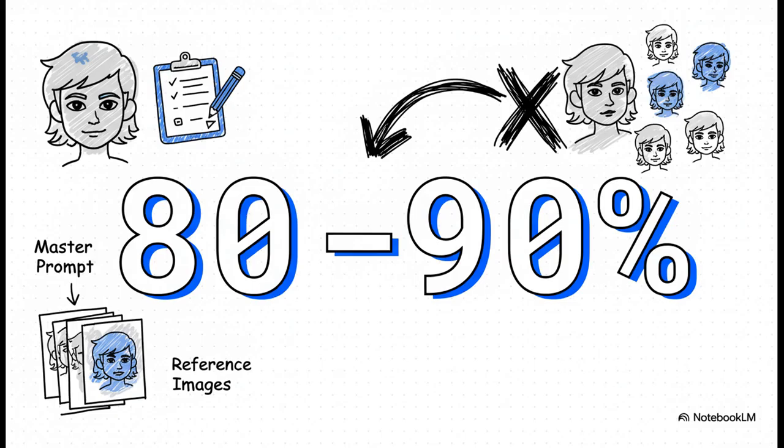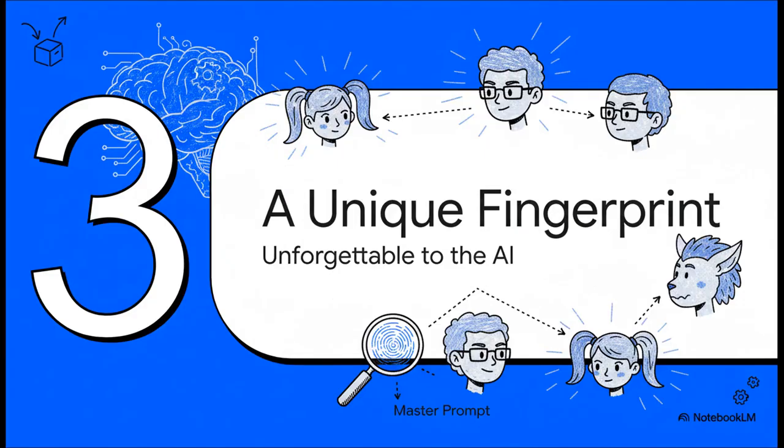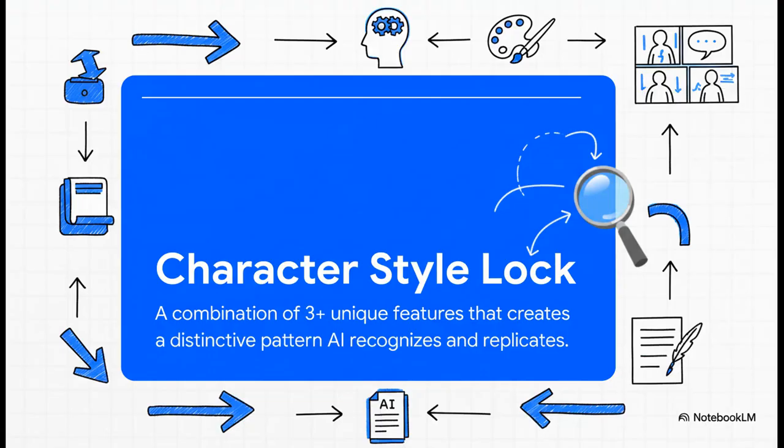They work together, they amplify each other, and they create a super robust system for you. Okay, next section. Let's talk about designing a unique fingerprint. This is all about making your characters so distinct that the AI just can't forget them. So, what is a character-specific style lock?